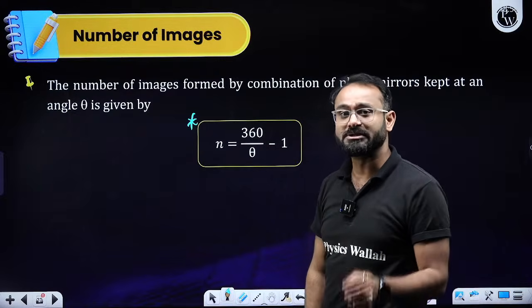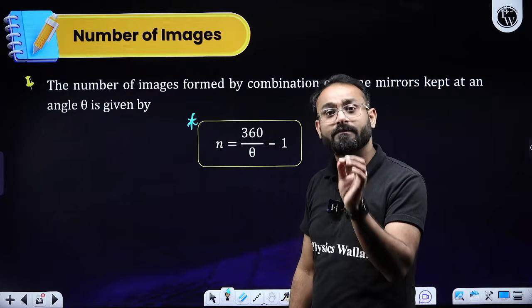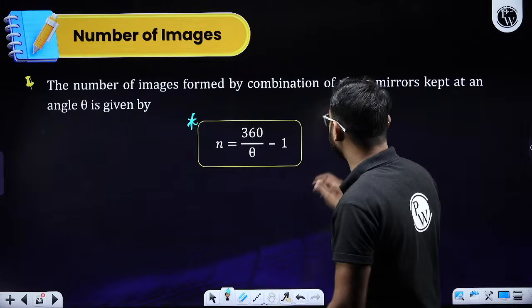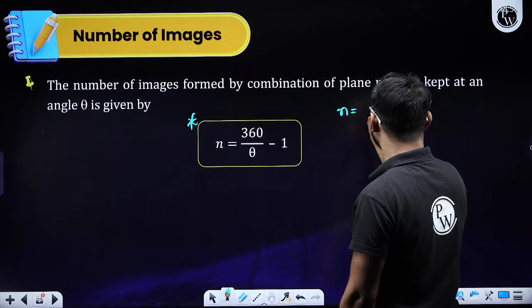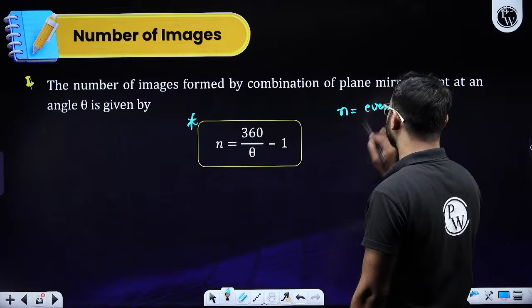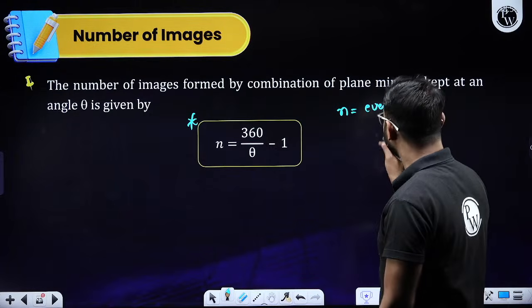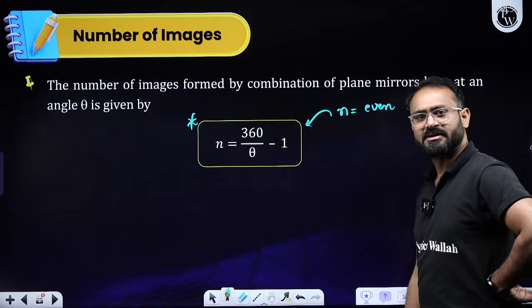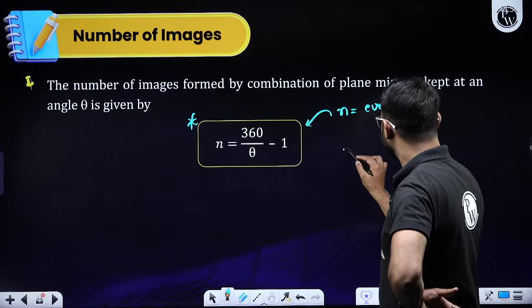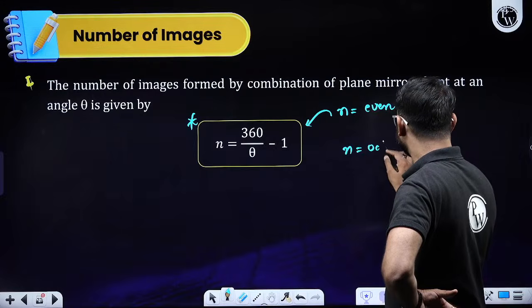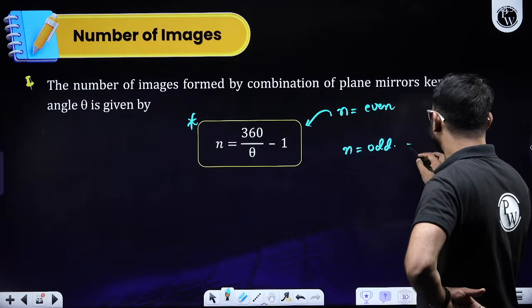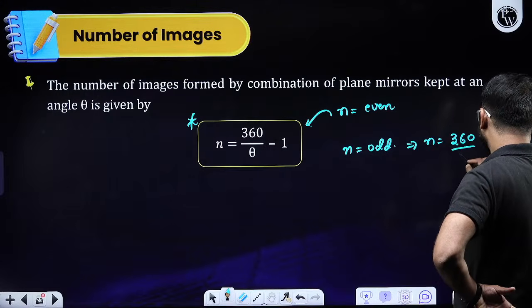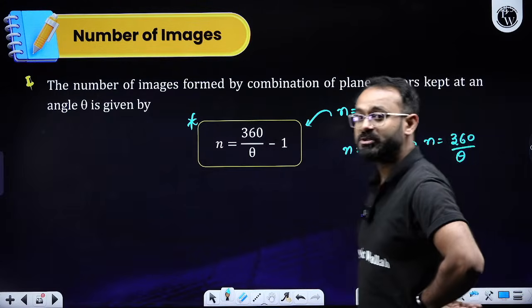N is equal to 360 degrees by theta minus 1. Depending on whether the value of n comes out as even, we are going to use this. But if n is odd, the formula that we are going to consider is 360 by theta. We are not going to subtract.